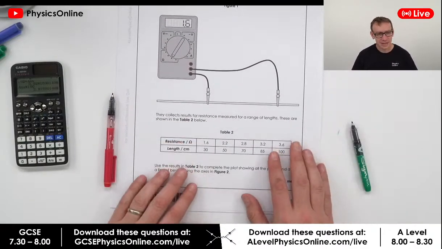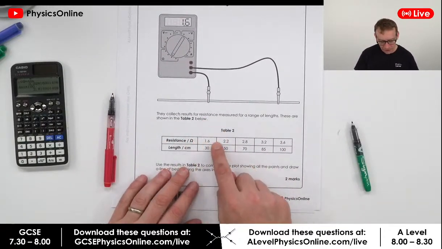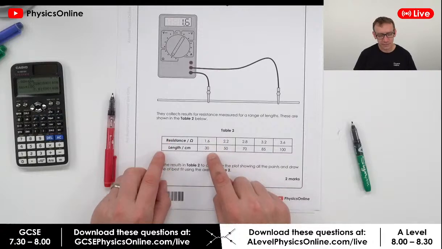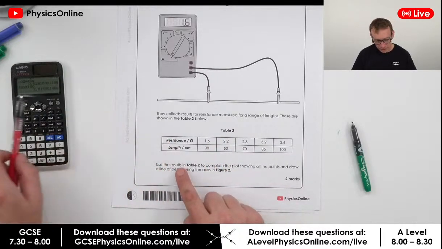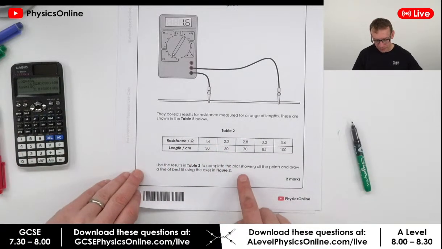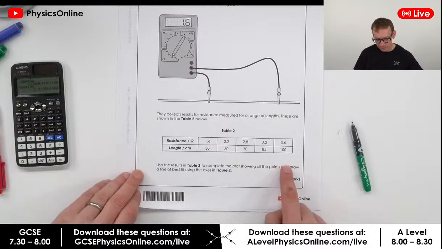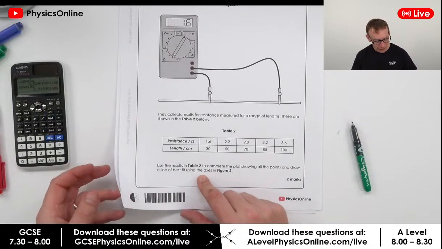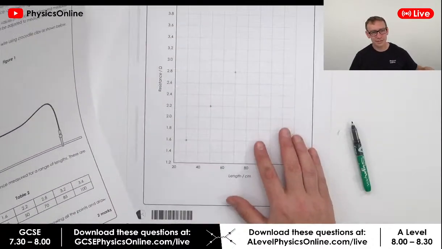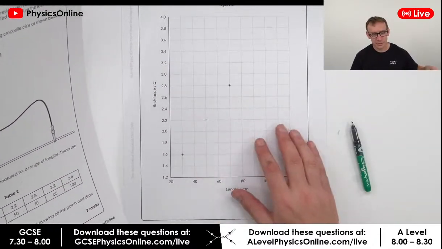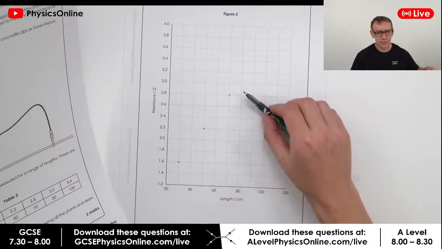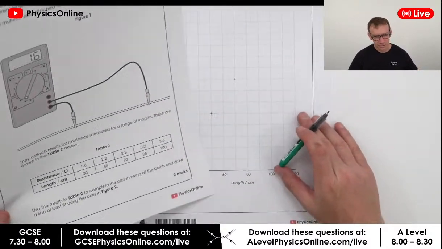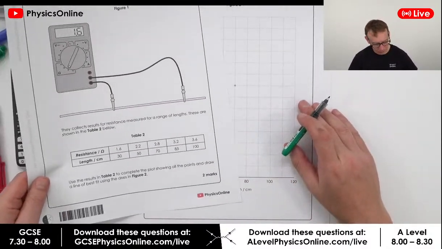So we've now got some data here. They've got values for the resistance of different lengths of wire, and we need to use the results in this table to plot this data and draw a line of best fit. The first bit is actually pretty easy. In real exams, they tend to give you the labels already marked, and often some points already marked. So what we need to do is complete the other 2 points.